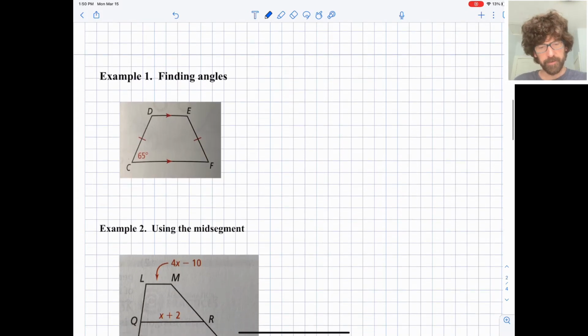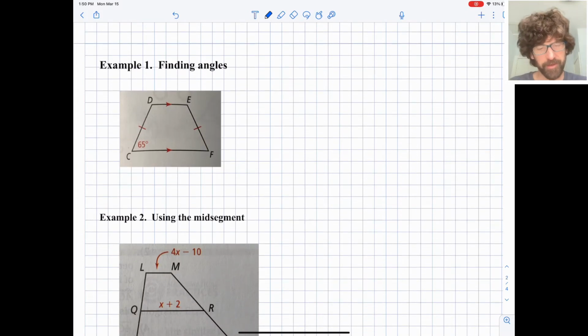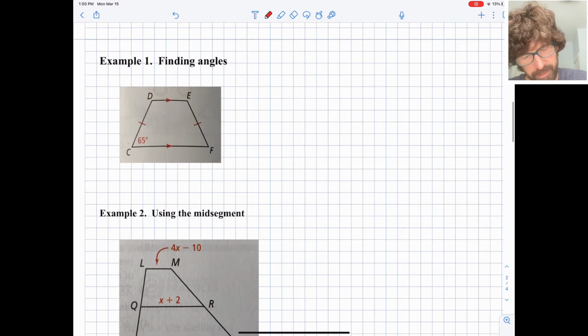All right, let's look at finding some angles here, and let's try to find all the angles in this particular trapezoid. So it does look like we have an isosceles trapezoid that we're working with because the non-parallel sides are being labeled as congruent. So the base angles will have to be congruent. Okay, but let's find angle D and angle E as well.